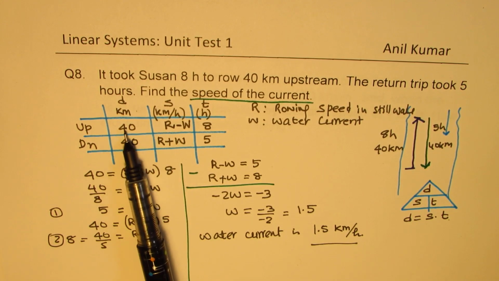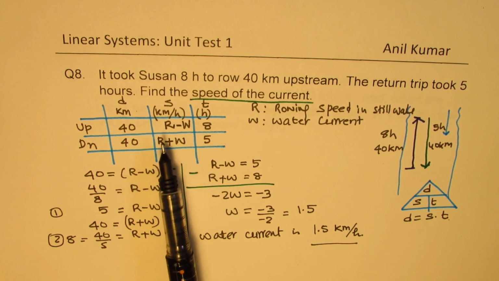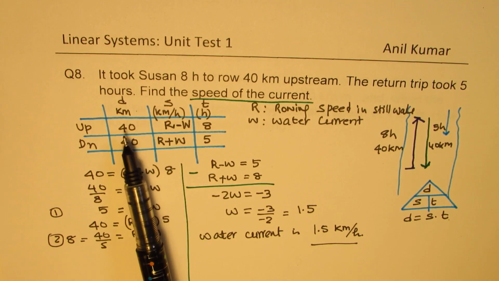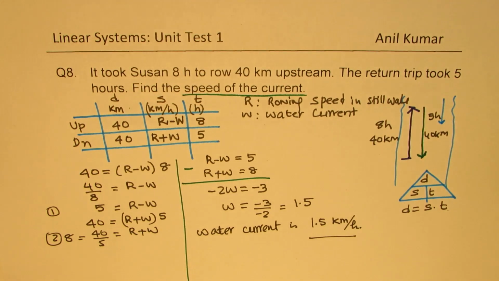In this case, since these are factors of one another, you could also write R minus W is 40 over 8, R plus W is 40 over 5, and solve. You could do that. But in general, I'll prefer you to write distance equals speed into time and then solve. So I hope the concept is clear. Now let's move on and take the next question.